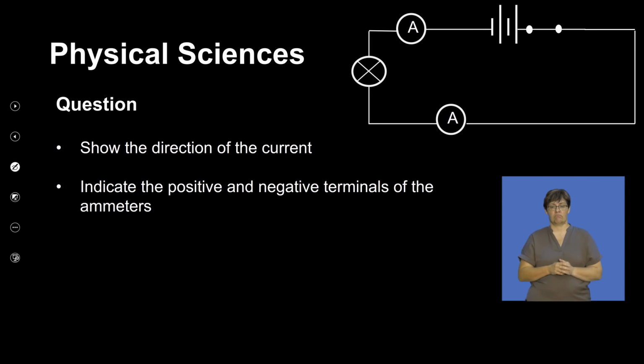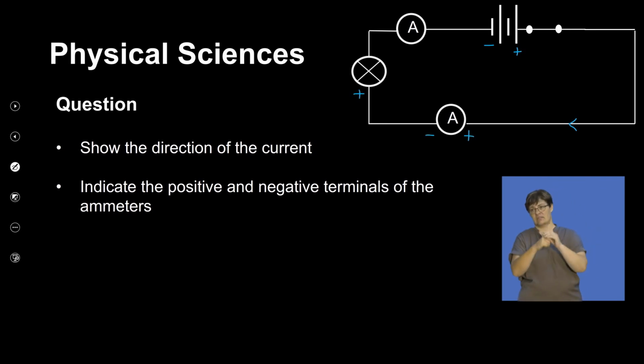Now, show the direction of current and indicate the positive and the negative terminal. We would refer back to the source, which is the battery. That's our positive, that's our negative. So that's the direction of conventional flow. On the ammeter, that's what we have.